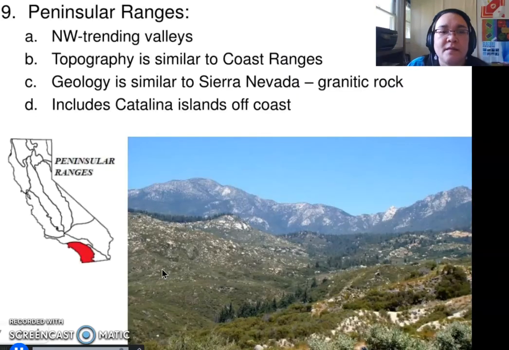The Peninsula Ranges are located down in Southern California near San Diego. They're northwest trending valleys with topography similar to the Coast Ranges. The geology is similar to the Sierra Nevadas, as it's made of granite, and these also include the Catalina Islands, which are off the coast of California in the south.